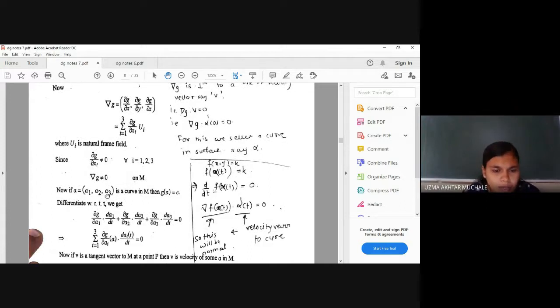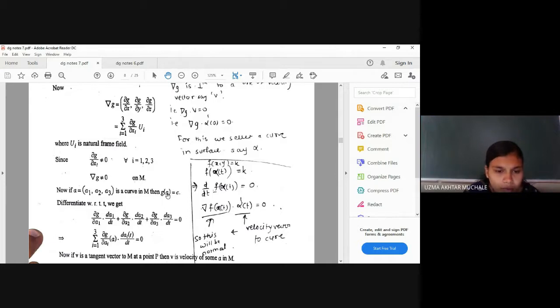Now we have G(alpha) equal to C. If alpha is a curve on a surface, this curve alpha must satisfy the equation of the surface. Just like any point on a surface must satisfy the equation, a point is a point on a curve or surface M only if it satisfies the equation. In a very similar way, this curve alpha is on a surface M only if it satisfies the equation of the surface, that is, G of alpha is equal to some constant c.